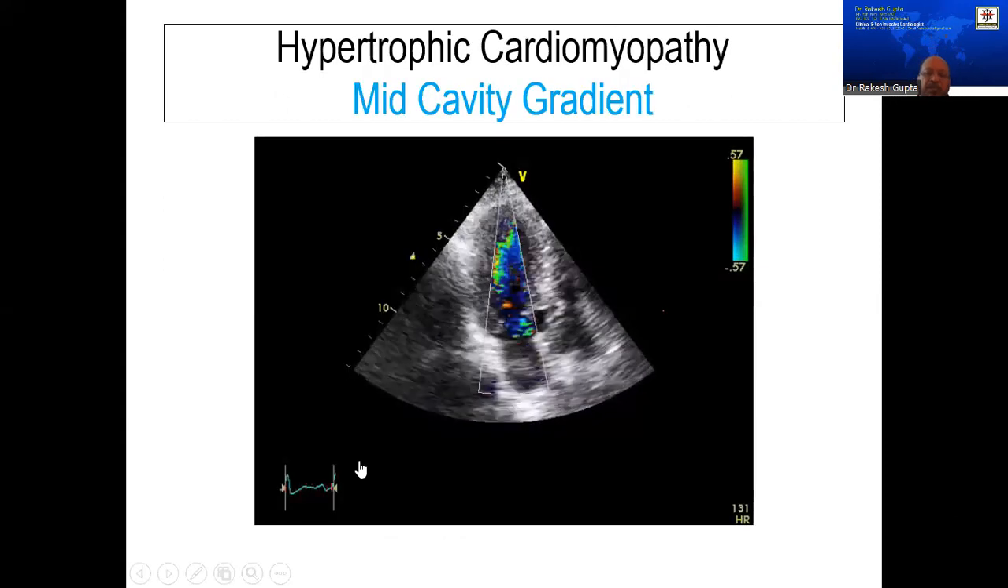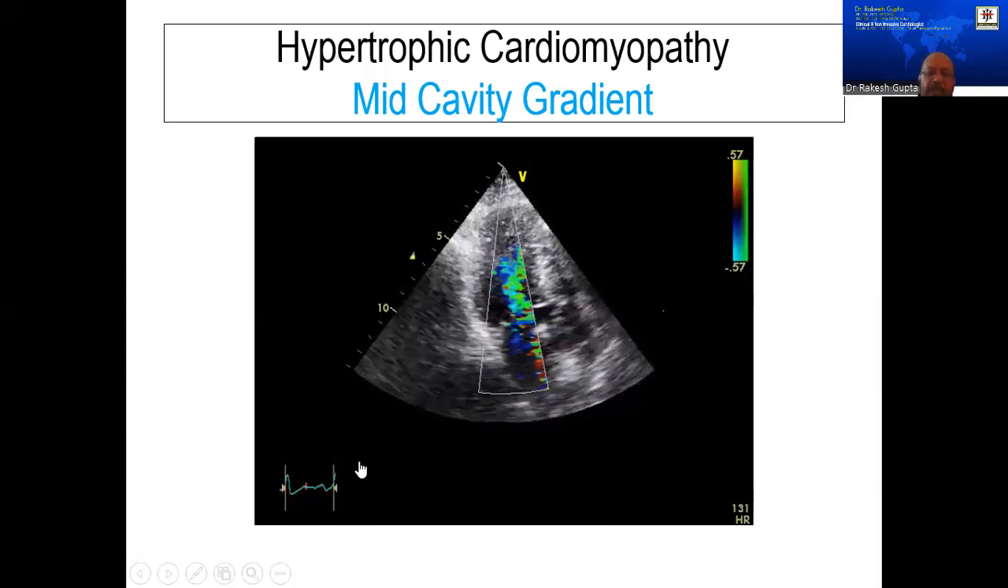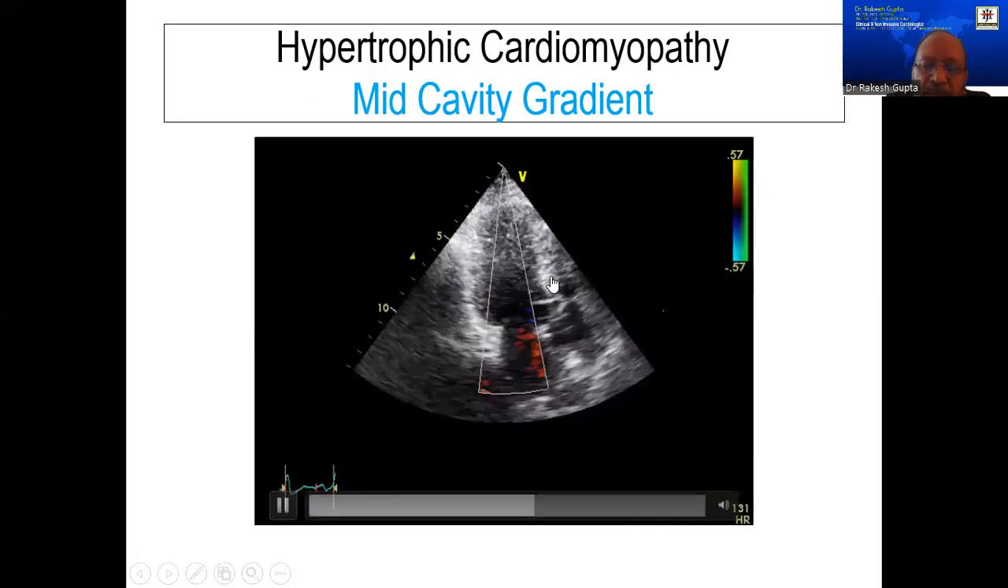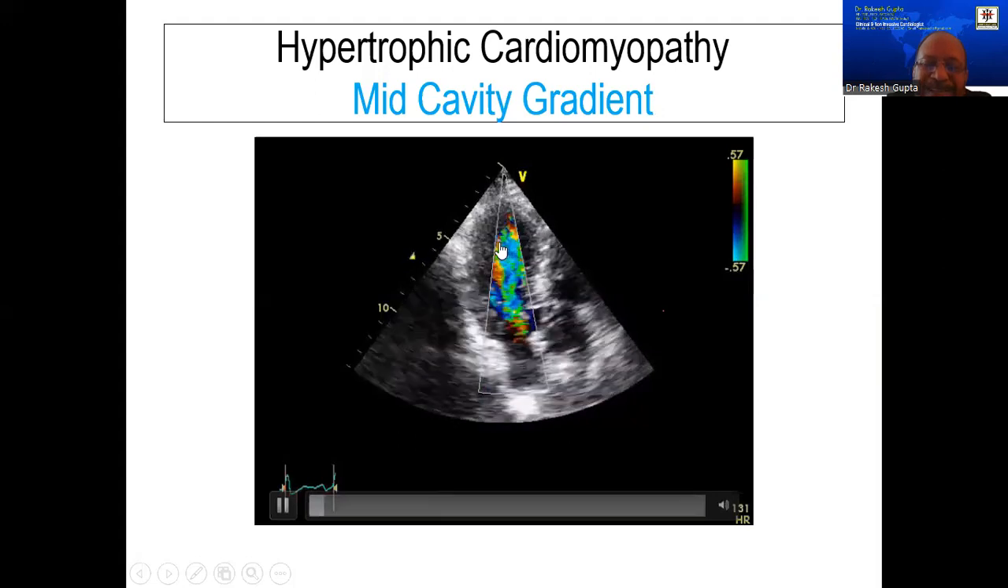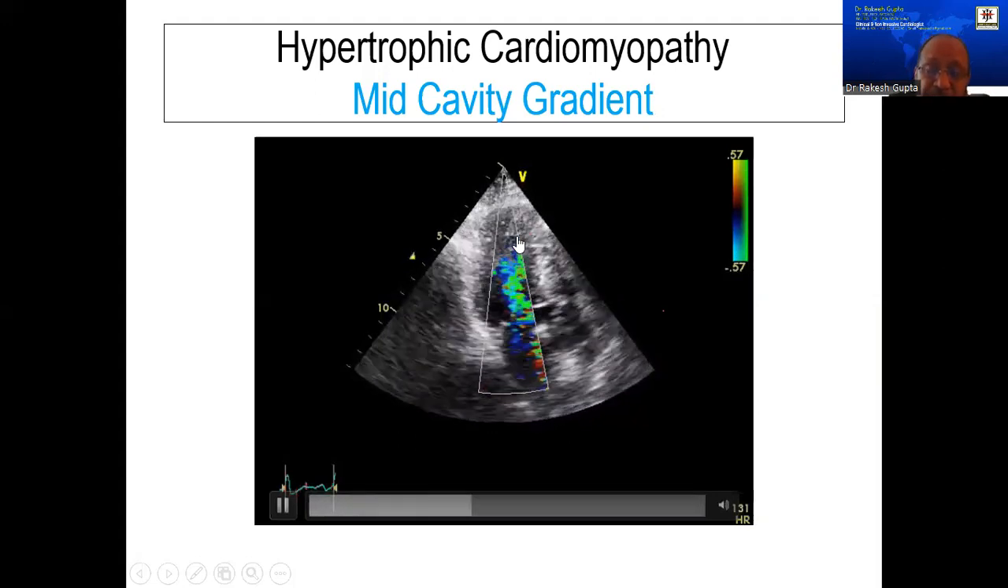There's one more very important variety of hypertrophic obstructive cardiomyopathy. Unfortunately, the obstruction is not at the level of LVOT. The obstruction is at the level of mid-cavity. Now look at this carefully. The gradients are present at the level of mid-cavity.